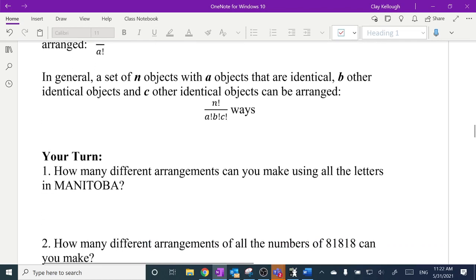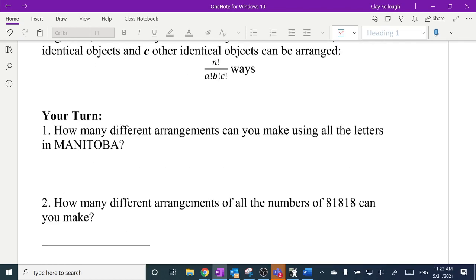So, how many ways could I arrange the letters of the word Manitoba and get a different word? Doesn't have to be a real word. It can be just nonsense. But a different arrangement of letters that is distinct. So there is 8 letters in Manitoba, and there's 2 A's.